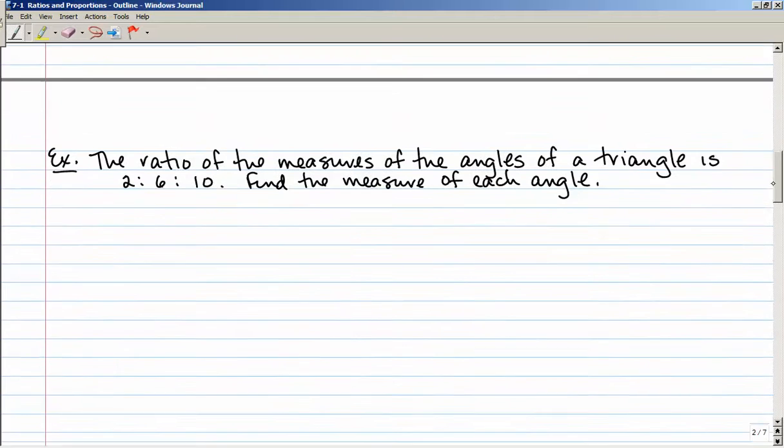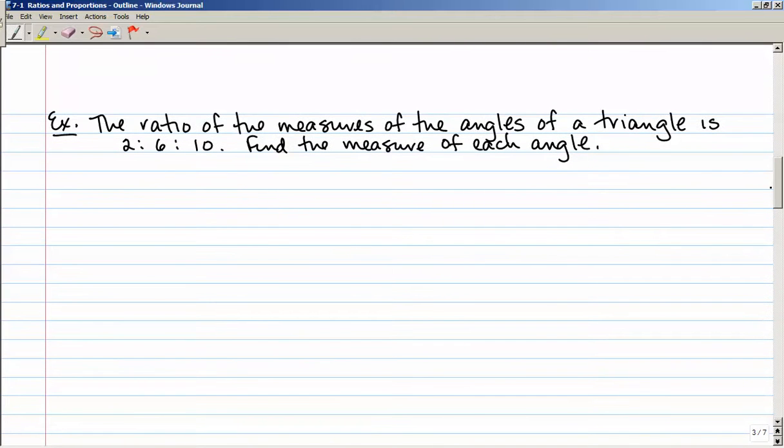Let's take a look at some geometry examples here. The ratio of the measures of the angles of a triangle is 2 to 6 to 10. Find the measure of each angle. So in other words, in a triangle, one angle would be 2 times some number. The other angle would be 6 times that same number. And the third angle would be 10 times that same number. So we're going to let that common factor between them be called x.